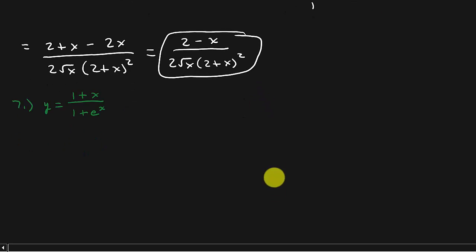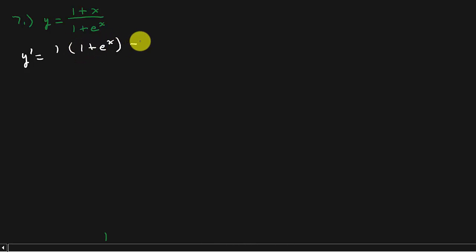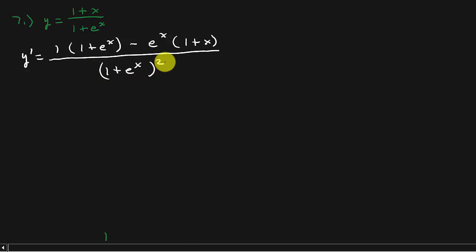All right, another one. Once again, we've got the quotient rule. So I've got y prime, derivative of the numerator, which is 1, times the denominator, minus the derivative of the denominator, which is e to the x, times the numerator. And that's all over the denominator squared.